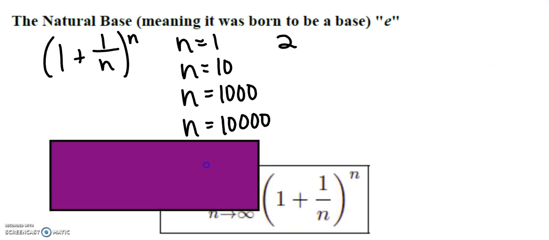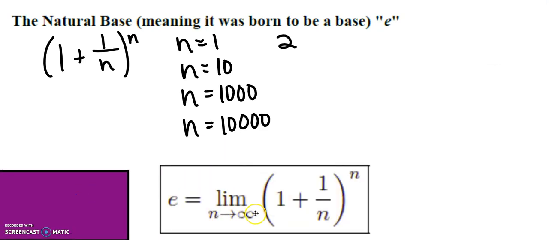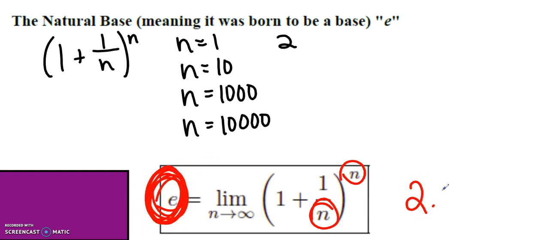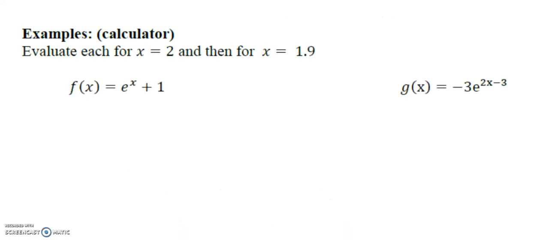e is really what happens when you take the limit as n goes to infinity. So as n gets really, really, really big, it converges on the number 2.718. Kind of like you learned that pi was 3.14, you want to keep in your head that e is about 2.718. So using that, we have e as our base, again, 2.718.